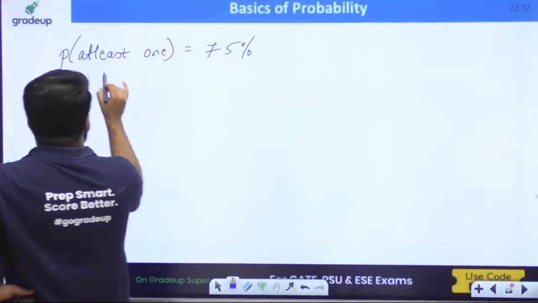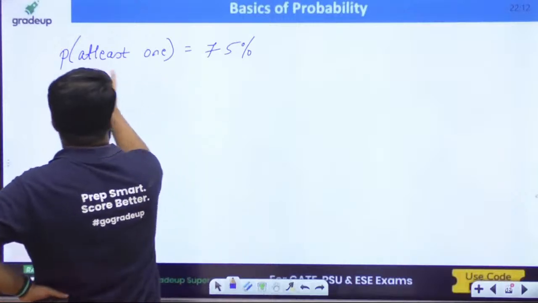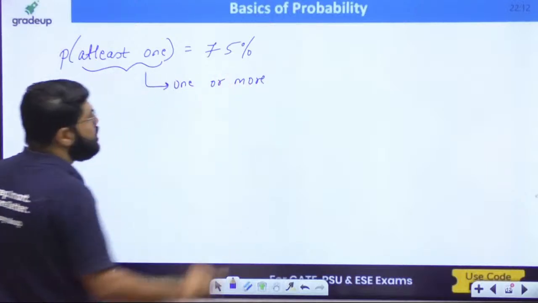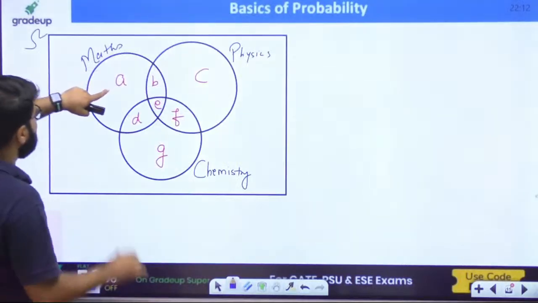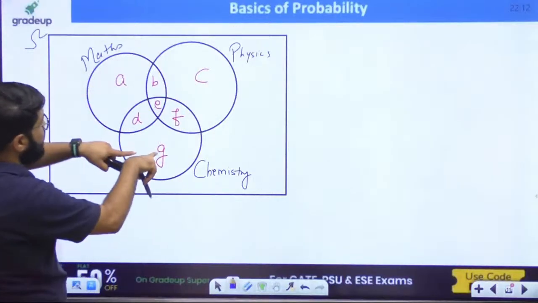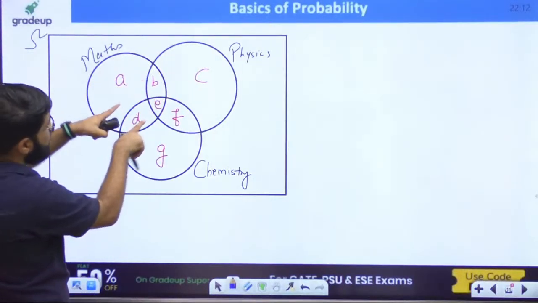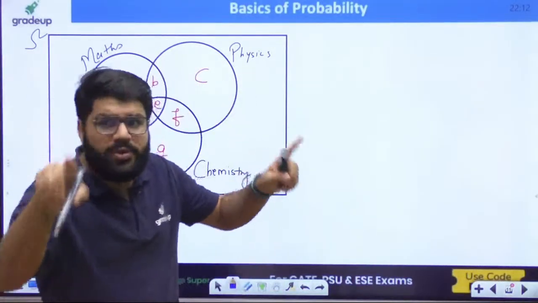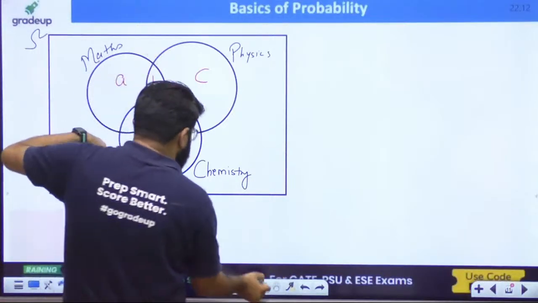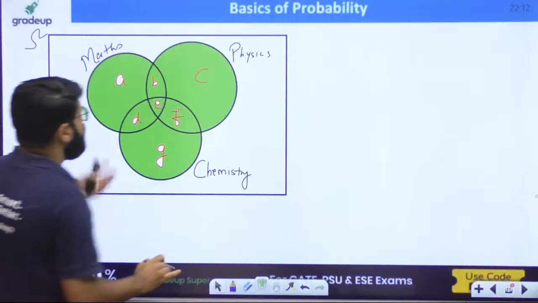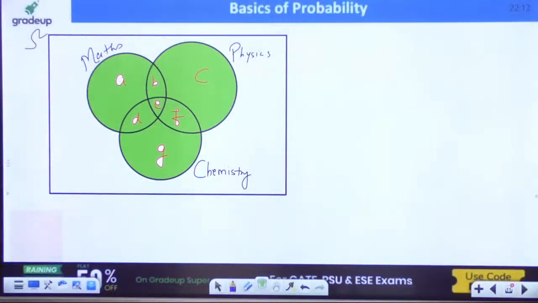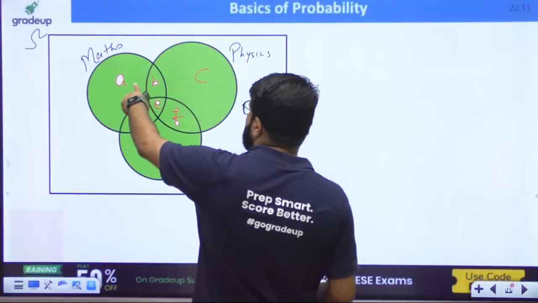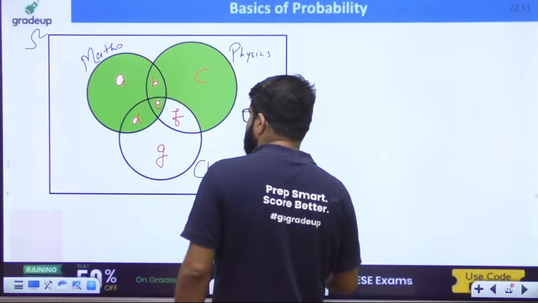One or more. So at least one means the student is passing in one or more subjects. The student should pass in a minimum of one subject. So either it passes only maths, only physics, only chemistry, maths and physics, maths and chemistry, physics and chemistry, or all three. One or more than one. So basically, union, in the Venn diagram method. Union means which covers up everything. At least one means union, everybody. So according to this, all the regions will come: A, B, C, D, E, F, G.